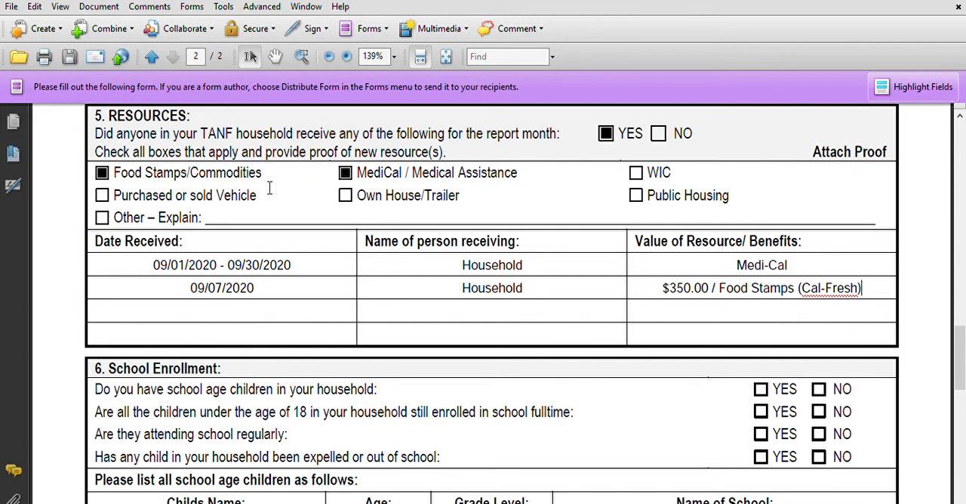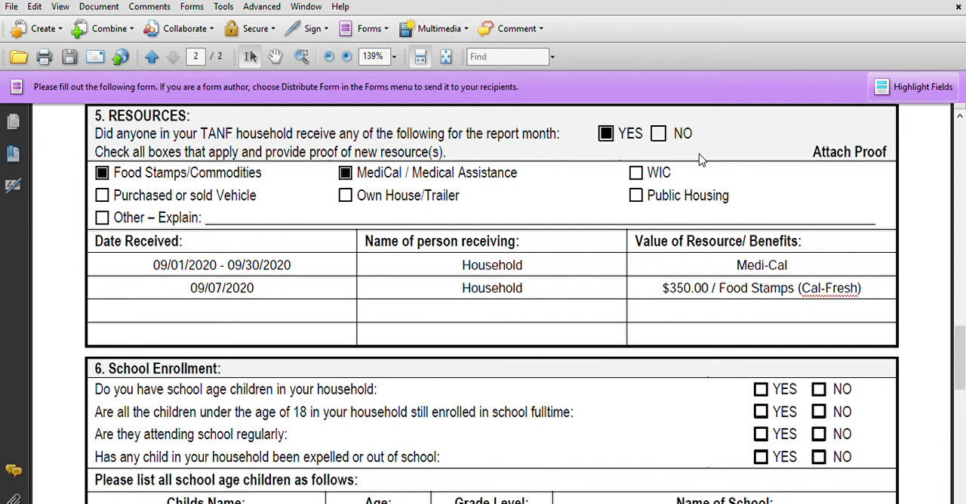So you'll notice that this wants you to attach proof for only new resources. So if, let's say at the time of application, you told your caseworker that you were getting Medi-Cal and food stamps, you would have provided proof at the time of application. Unless your resources are changing, we don't need proof. If your CalFresh is dropping, go ahead and submit the NOA, or the notice of action that the county generated and sent to you with your MER. But if it's staying the same, you don't need to attach proof.